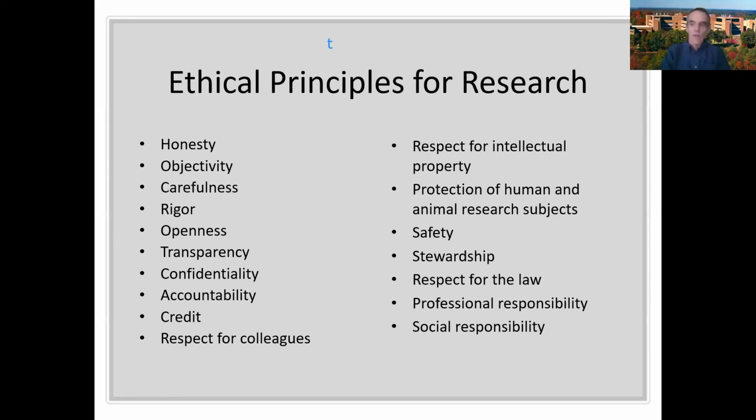That's an authorship issue. Respect for colleagues, respect for intellectual property, protection of human and animal research subjects, safety, stewardship, that's making good use of the resources that you have, respect for the law, professional responsibility, and social responsibility. That's trying to do good for society and trying to avoid something where you would be doing harm. And social responsibility is a huge issue in areas of science, like I mentioned earlier, like gain of function research and virology.